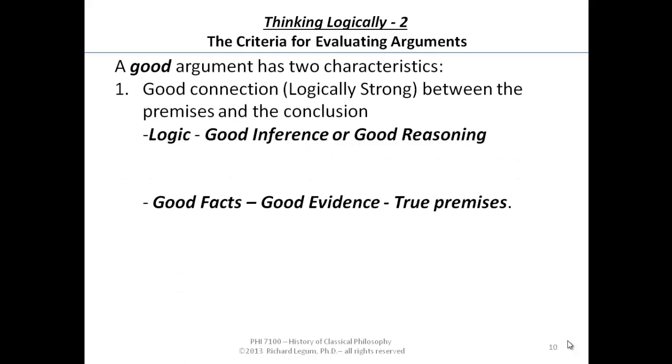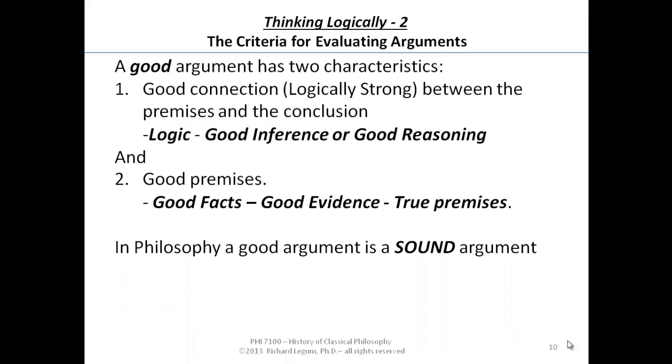So if you notice, the two criteria are good logic, that is, a logically strong connection between the premises and the conclusion, independent of whether the premises are good ones or not. It's just that there's a strong connection. There's good logical connectiveness, you might say. And second of all, you need to have good premises. That is, they have to be factually correct, reasonable assumptions.